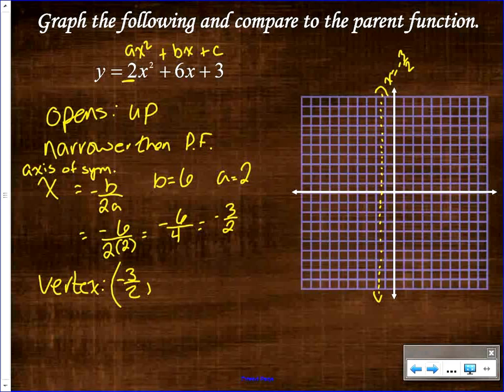It might be a little hard to see, sorry. -3/2. Okay. How do I find the y coordinate? The y coordinate is not C. I plug -3/2 into this equation. So I get y equals 2 times -3/2 squared, sorry, plus 6 times -3/2, plus 3.